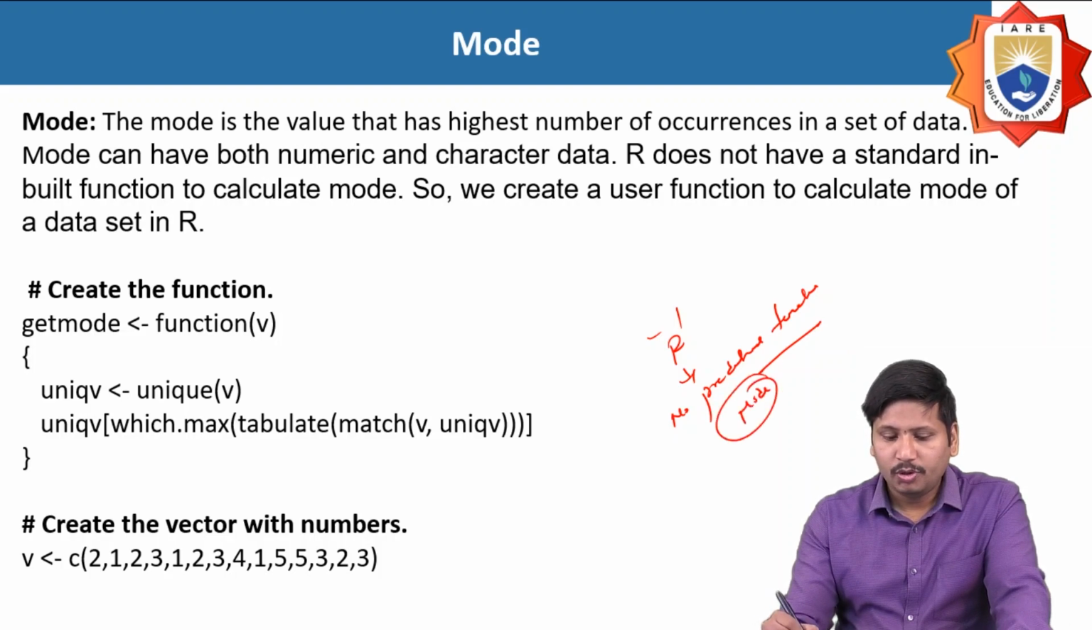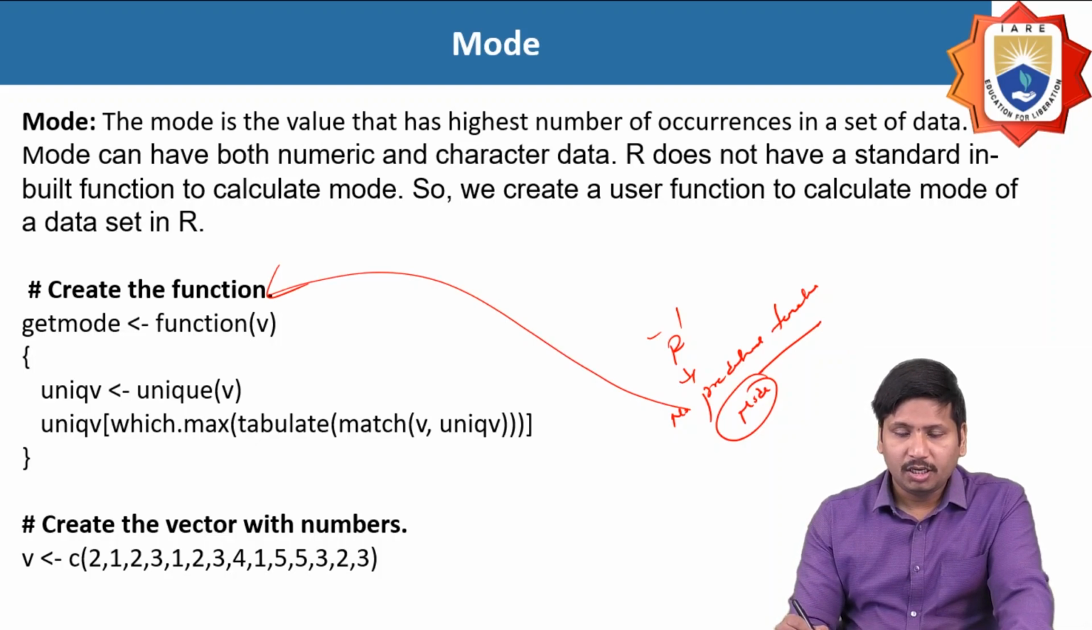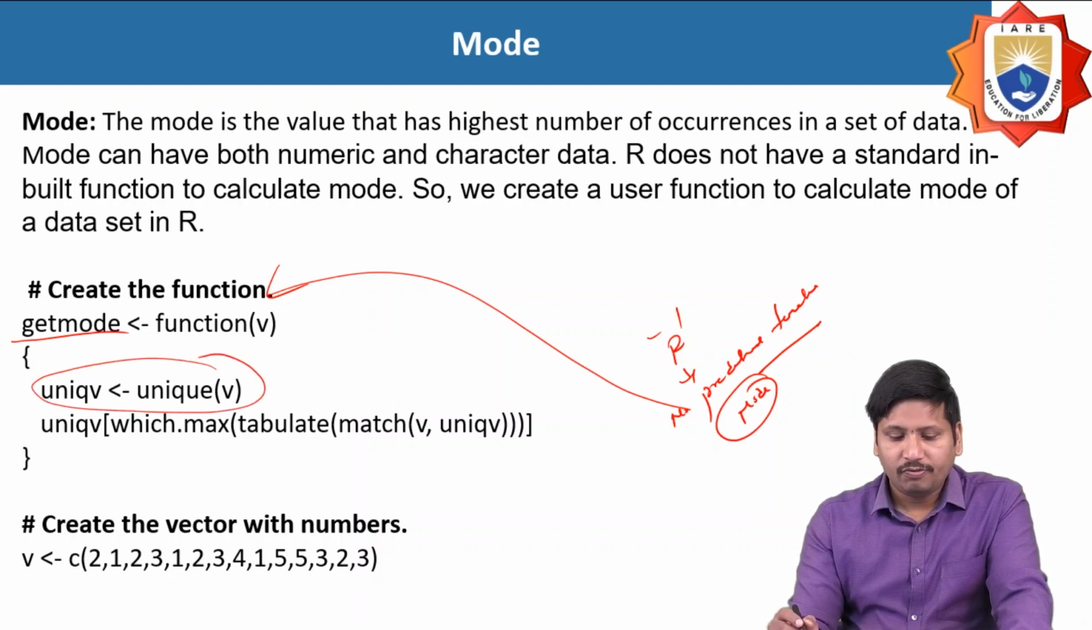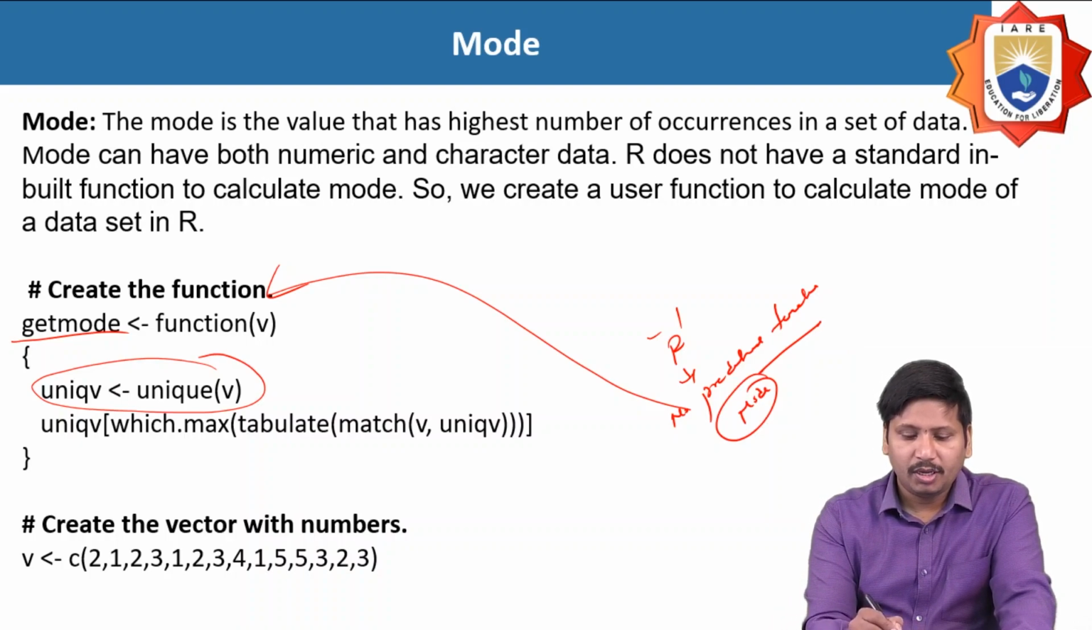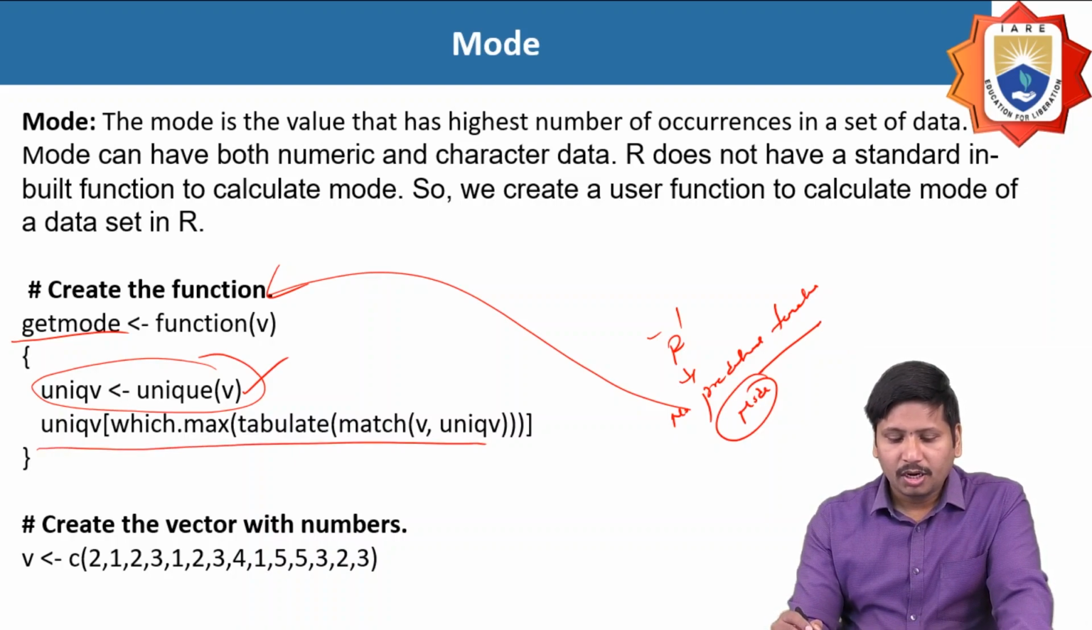So for that I'm going to write a user-defined function like this. How can I write it in R programming? getmode equal to function of v, and uniqv is equal to unique of v, where uniqv is the variable. I'm going to make use of this unique function, and for applying this I can write which.max of tabulate, and then match of v comma uniqv. So like this is the function.